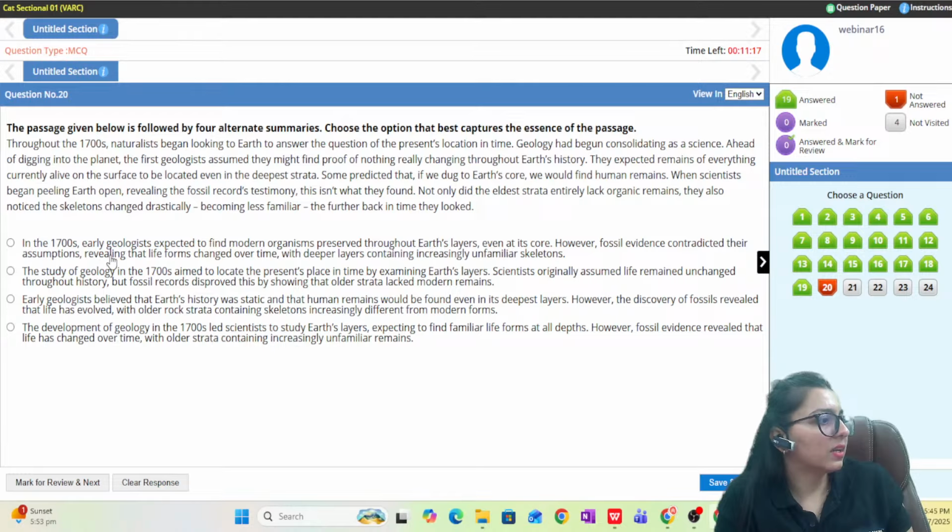Okay, in the 1700s, early geologists expected to find modern organisms preserved throughout Earth's layers, even at its core. However, fossil evidence contradicted their assumption, revealing that the life forms changed with deeper layers. I don't know why, but this also seems right to me.